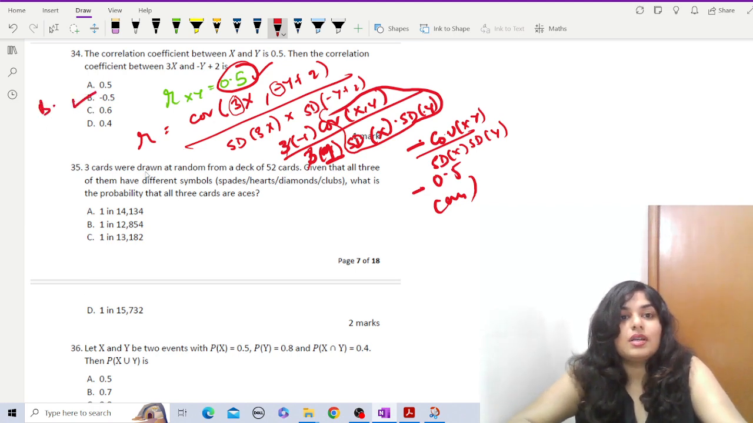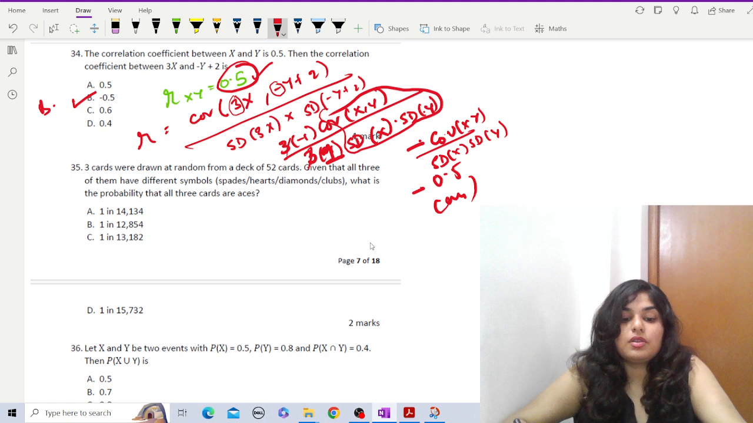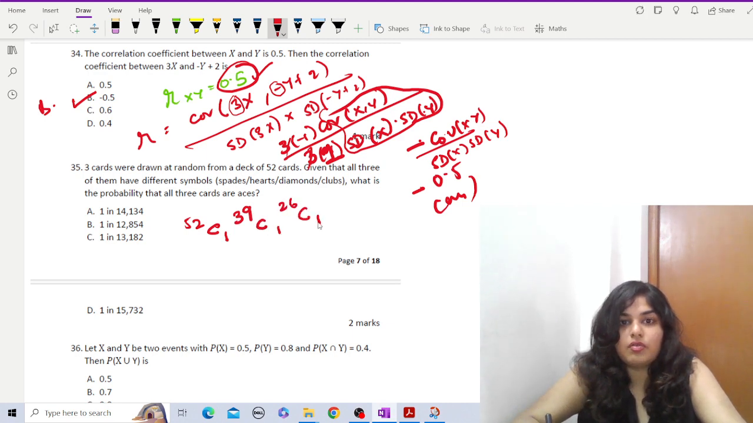Next question. 3 cards were drawn at random from a deck of 52 cards, given that all 3 of them have different symbols: spade, hearts, diamonds, clubs. What is the probability that all 3 cards are aces? Okay, interesting question. First of all, we have 52 cards, out of which we are selecting a card. Then from the remaining 39 we are selecting a card, and then in the 26 ways we are selecting an ace. So these are the ways we can select aces. 4 packs, 3 packs, 2 packs, 1, 1, 1 each. So the answer is 52, 27, 28.